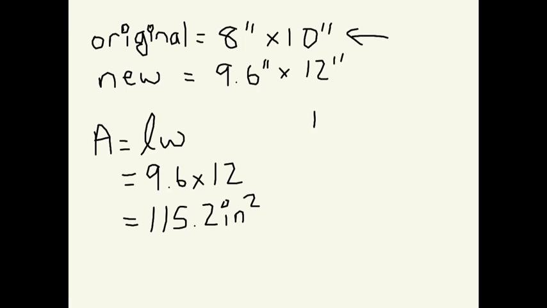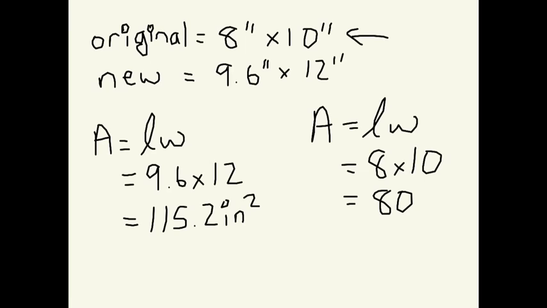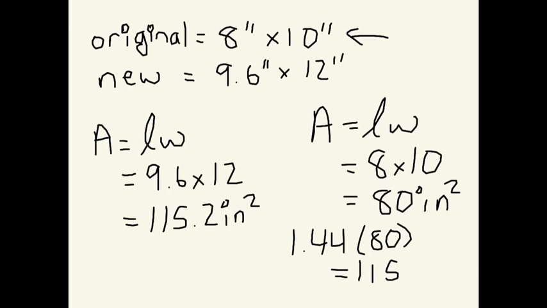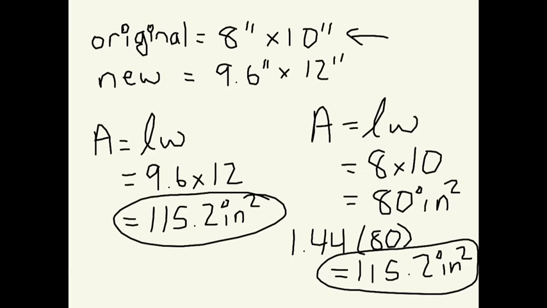If we use the original area, which was 8 by 10, and the area scale factor value, you have area is equal to length times width. That will be 8 times 10, which is going to be 80 inches squared. And what we're going to do is multiply that by the area scale factor. So that's 1.44 times 80. And what you're left with is 115.2 inches squared. Exact same answer as if you multiply the new dimensions.